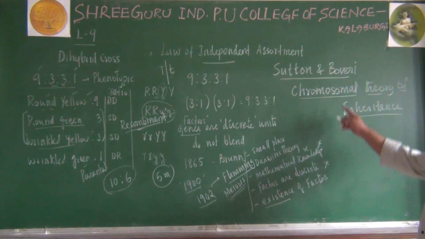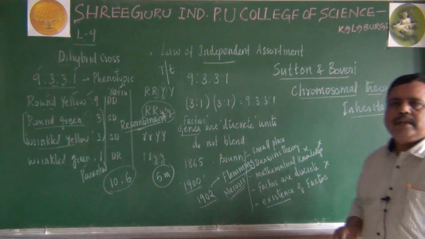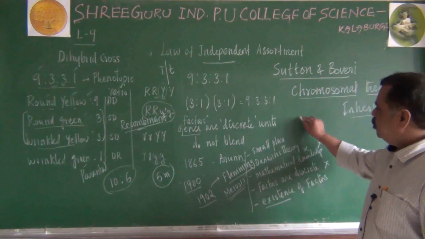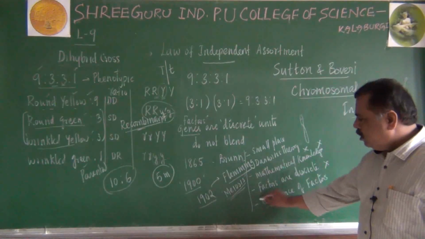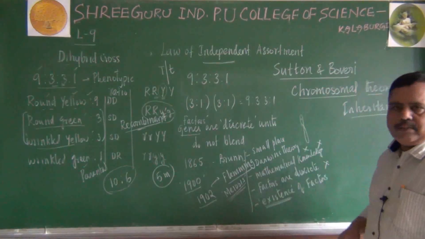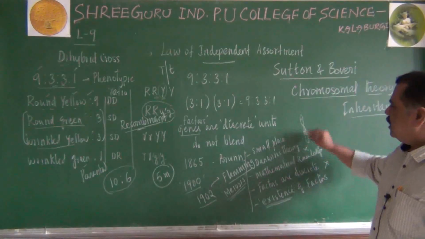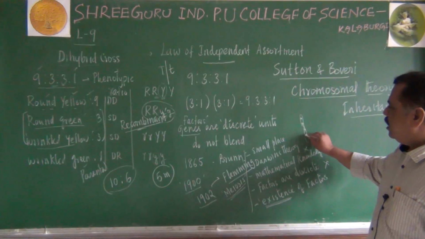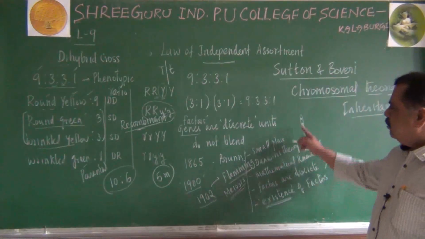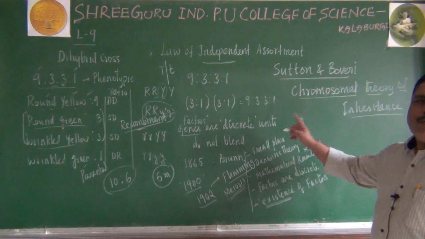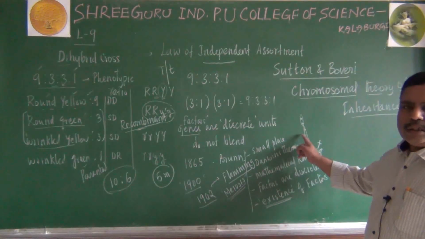Chromosomal theory of inheritance. According to chromosomal theory, Sutton and Boveri believed that chromosomes have the factors in them. When Mendel could not prove the existence of factors, Sutton and Boveri proposed a hypothesis that genes are located in the chromosome only. That is why the behavior of genes and the behavior of chromosomes are the same. They too segregate. Chromosomes also segregate during anaphase.